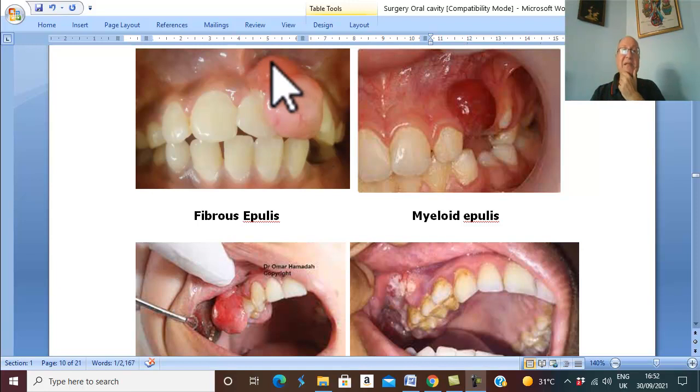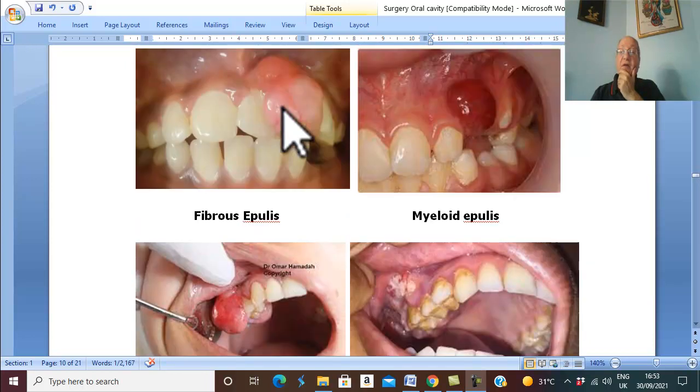It has a pedicle. It is pedunculated, smooth. The consistency is that of fibrous tissue, firm in consistency. It doesn't bleed on touch because it is not vascular and is covered with epithelium, and it is related to a carious tooth.